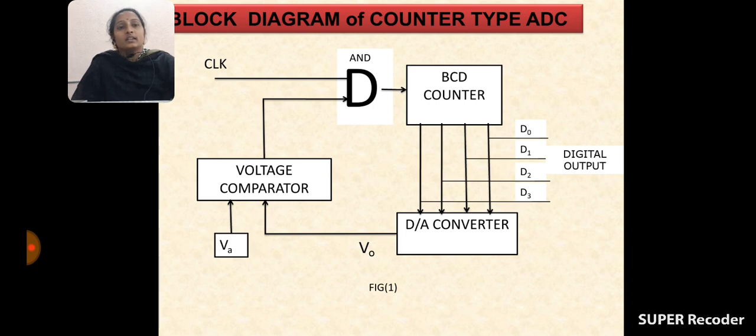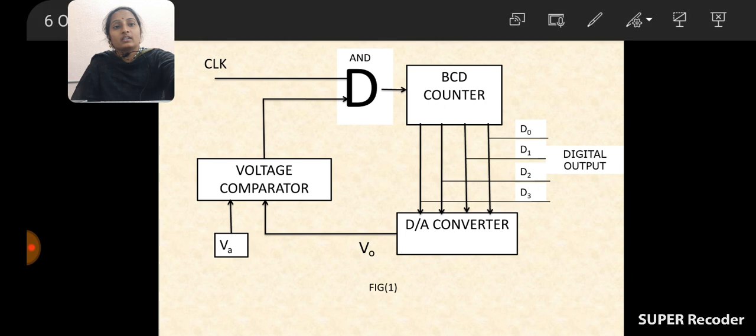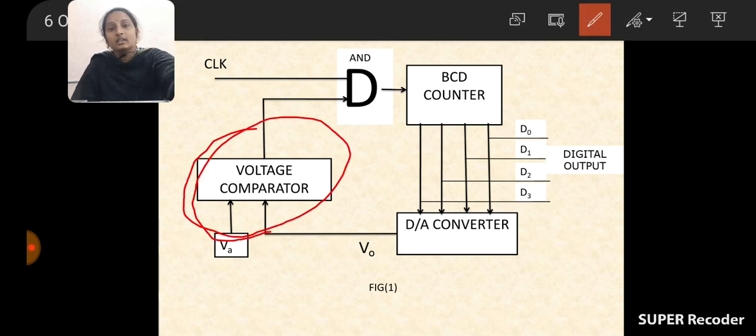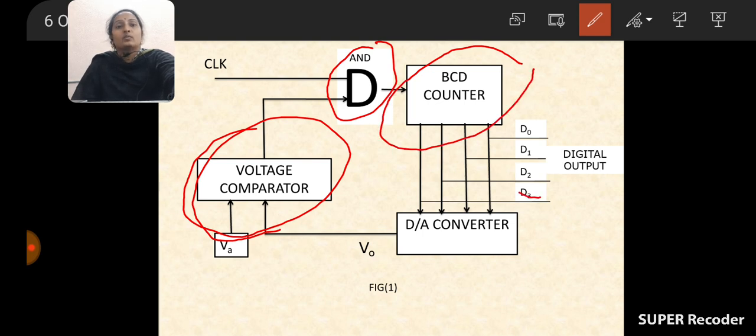See, in construction it consists of four main parts. How many blocks are there here? Mainly four main blocks are there. What are the main blocks? See here. The first one is our comparator. Second one is our AND gate. Third one is our BCD counter. Fourth one is the D2A converter.